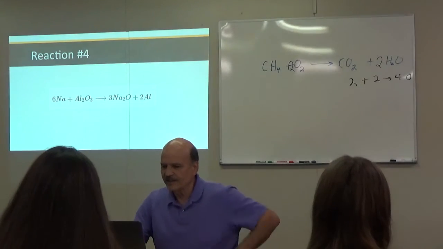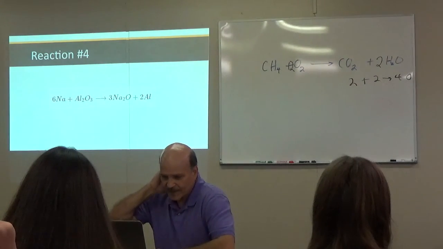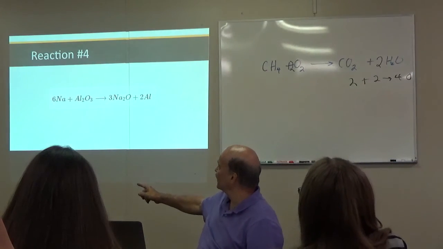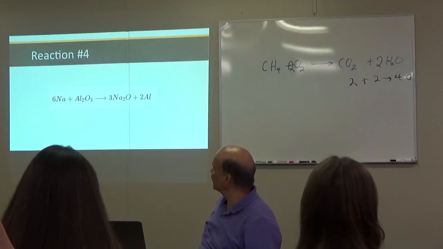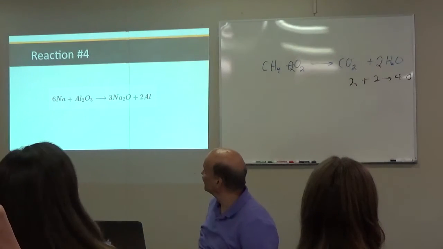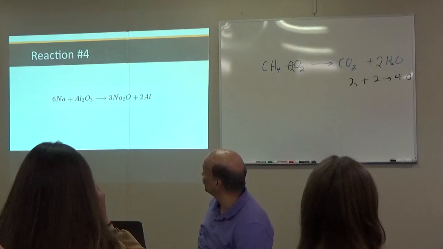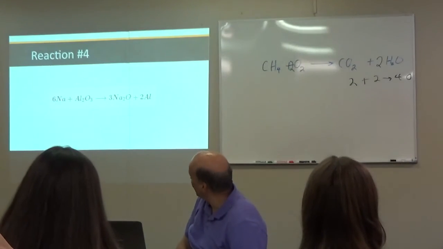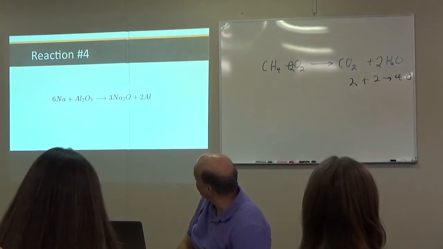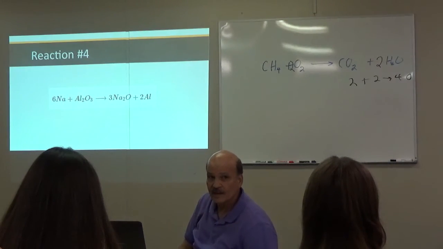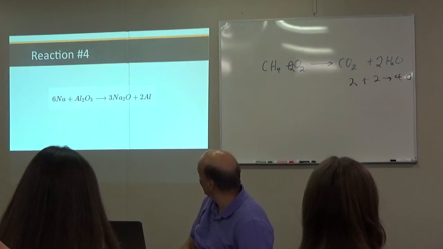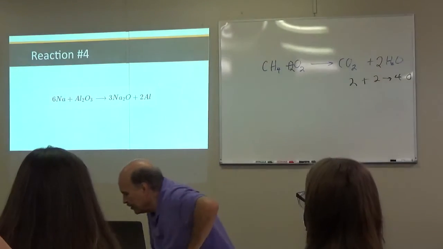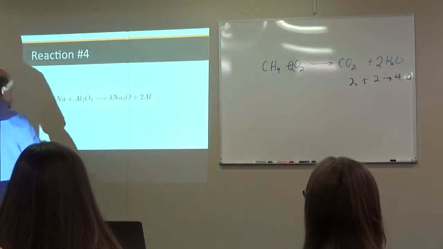so now let's look at this one. Balancing this would have been fun, but you have 6 sodium atoms, and only how many molecules of aluminum oxide? 2. Wait, no, there's only 1. Just 1. There's no coefficient in front, so it's 1. And how many molecules of sodium oxide is formed? 3. And how many atoms of aluminum? 2. Okay. This is called single replacement.